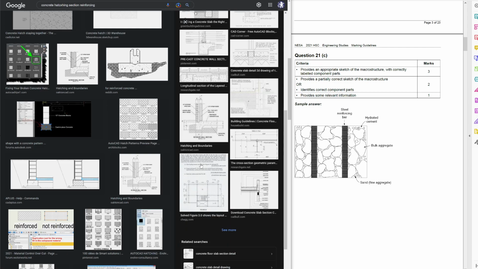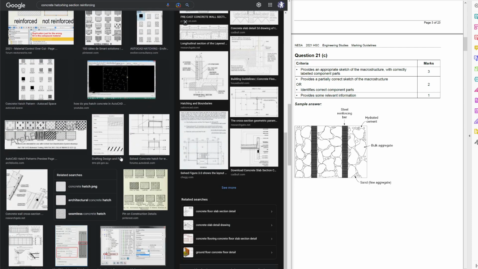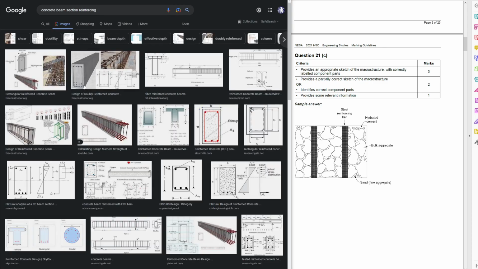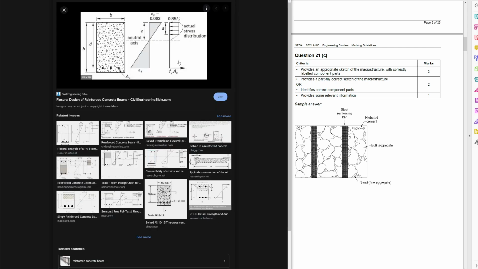Yeah, none of these drawings I can see the steel. Go with concrete beam. Okay, yeah, this looks okay. Something like this. Oh, here we go. This one looks good. Now, that's what I would have drawn. Yeah, just draw some dots for sand. They've drawn some dots for sand.